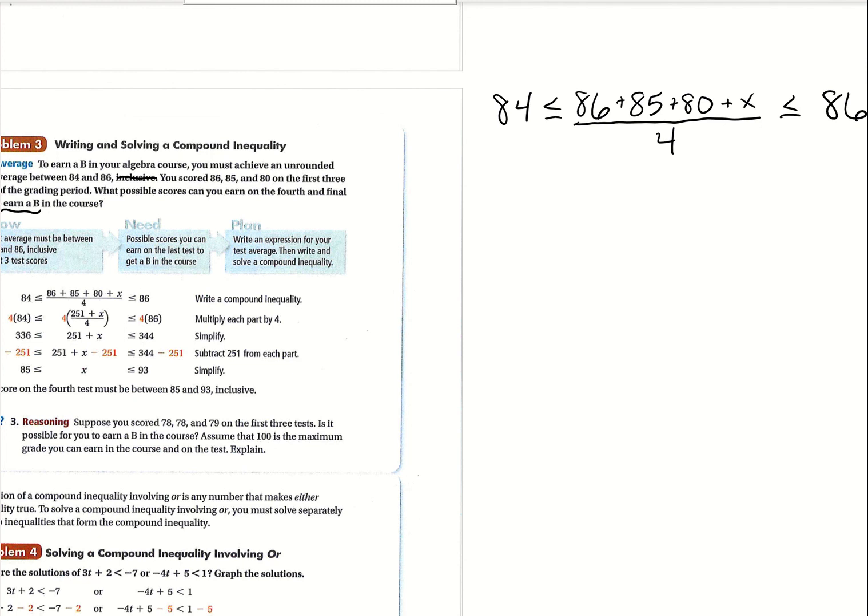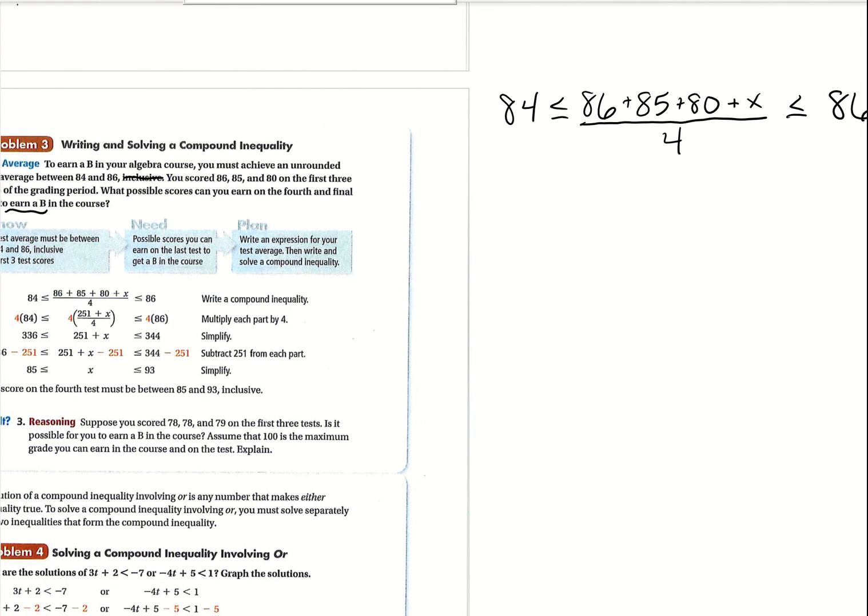So reminder, you take however many scores you have for this one and divide by that number in order to find the average. So that's sort of the setup of this. All right, now we're just going to go ahead and solve this one out.